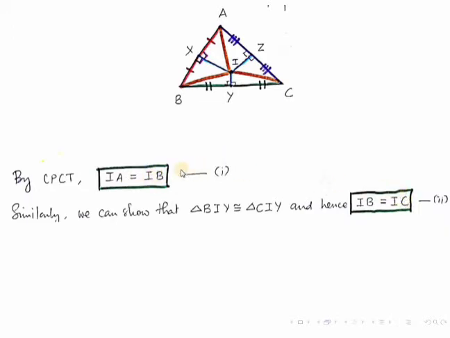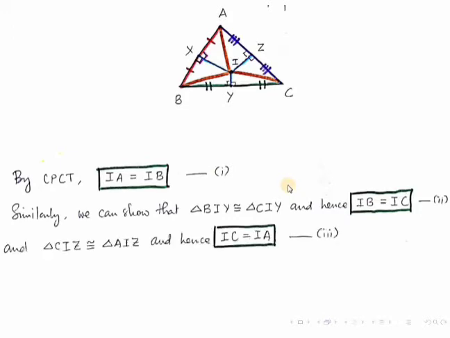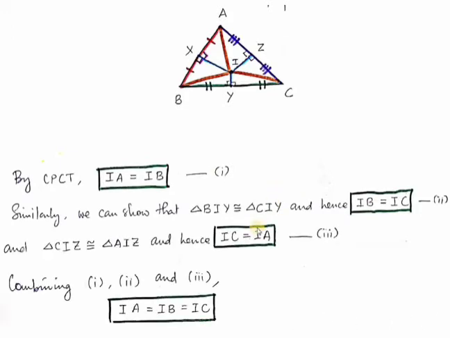So if you combine 1 and 2, from 1 and 2, what I can do is... in fact, you need not do this part. So combining 1 and 2, what you can say is IA equals IB, IA equals IB equals IC, and that's what you need to show in this particular problem, right? So pause the video and complete the solution.